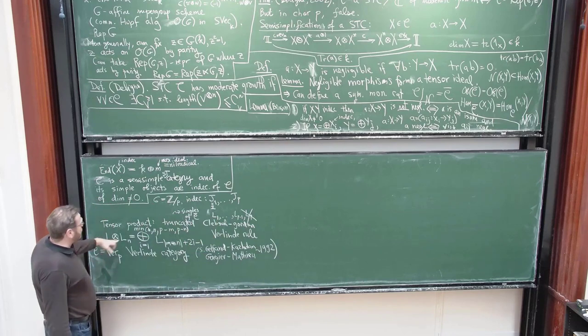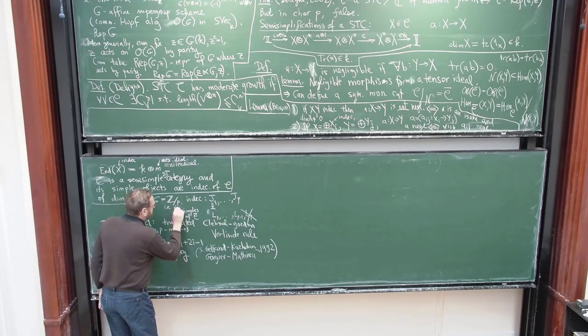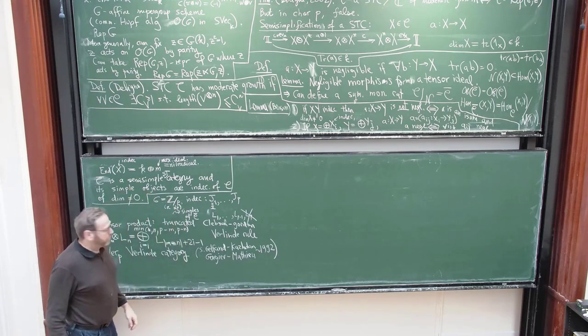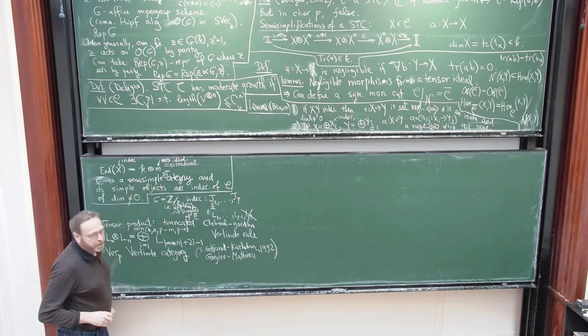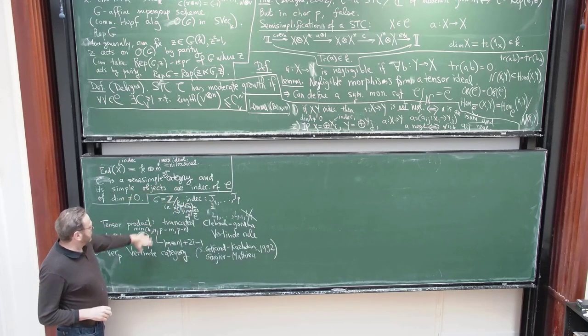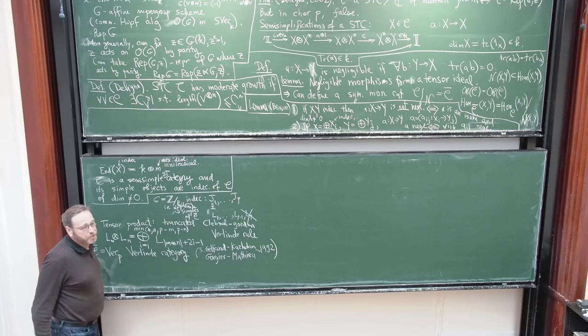And another thing you could do, instead of Z mod p, you could take alpha_p, which is the Frobenius kernel of G_a. And you will get the same result. The categories are initially different, but the semi-simplification turns out to be the same.